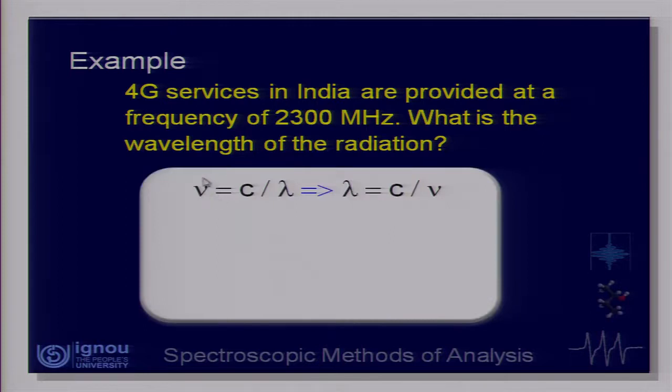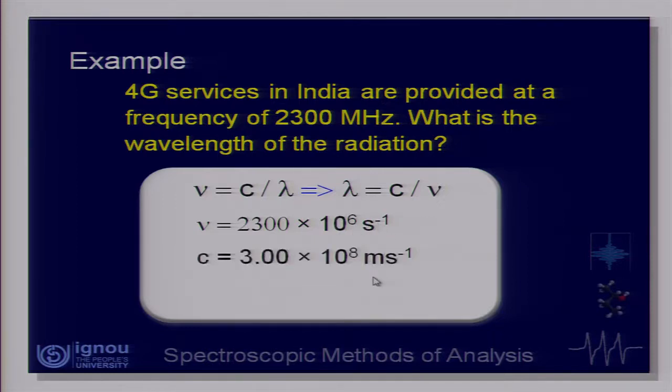We find that frequency nu is equal to c by lambda. This implies that lambda is equal to c by nu. The frequency is given as 2300 times 10 power 6 hertz, because mega is 10 power 6 and hertz is second inverse, and the velocity of light we know fairly well is 3 into 10 power 8 meter per second. Just substitute the numbers, and what you get is lambda equal to 0.1304 meter. That means for 4G services, the wavelength of the radiation is of the order of about 13 centimeters. That is just a simple application of the formulas we just learnt.